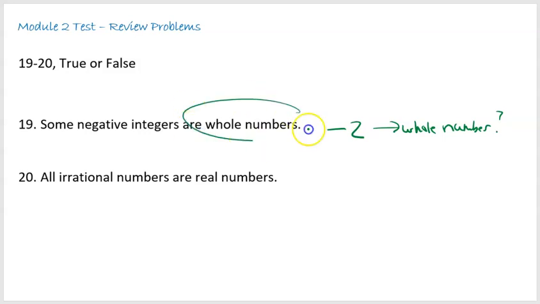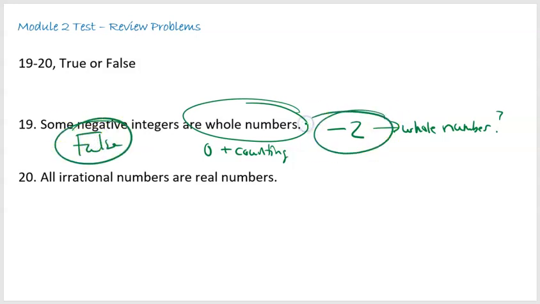What's the thing about whole numbers? It's 0 plus all the counting numbers. And none of those are negative. So this is definitely a false statement. We found a counterexample. Example is -2. It's a negative integer that's not a whole number, but it does just say some of them.